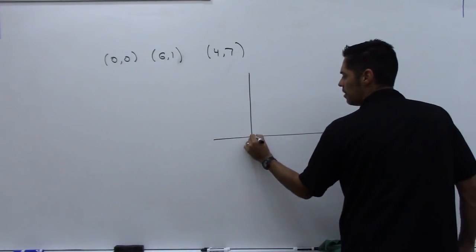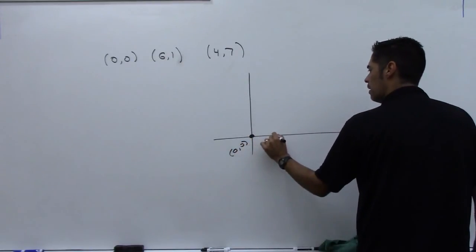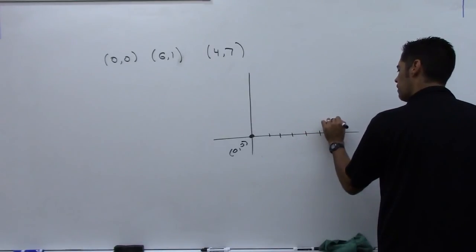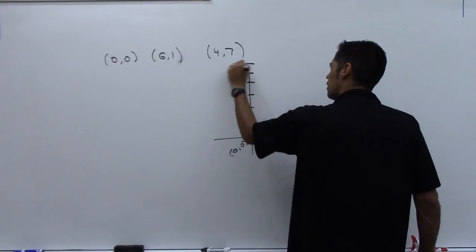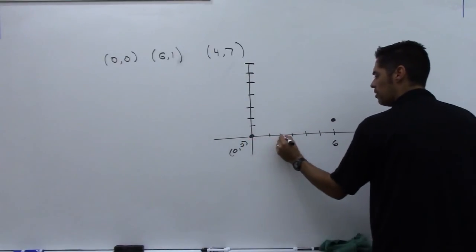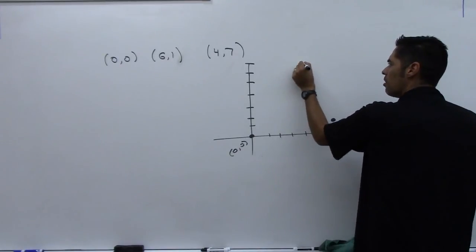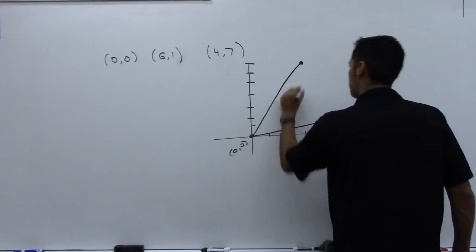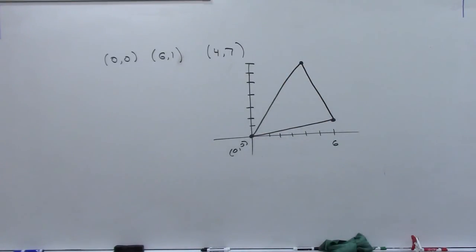One of the vertices is at 0, 0. The other one is at 6, 1. 6, up 1. The other one is at 4, 7. 1, 2, 3, 4, and up to 7. So we have this triangle, it looks like this. And we want to know what the area of this is.